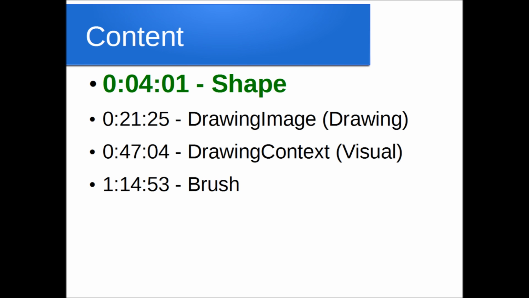The content of this video presentation: WPF offers three ways to draw in 2D: shape, drawing image, and the drawing context object. Shapes are controls that can be created directly in XAML. These have a lot of overhead, so they are relatively inefficient, but they are easy to use.